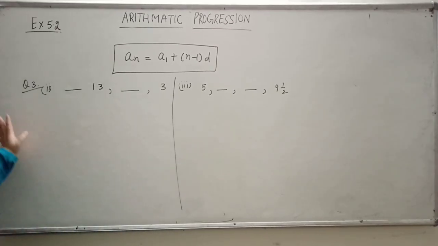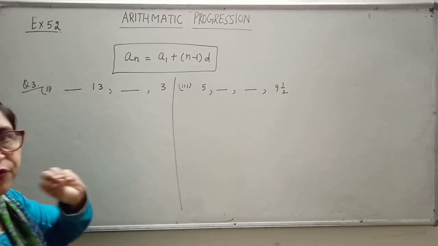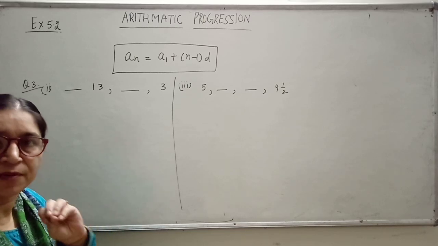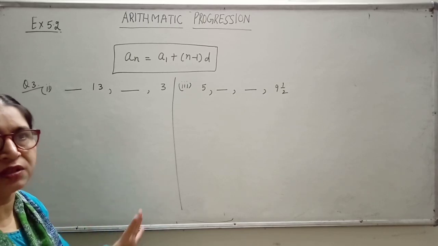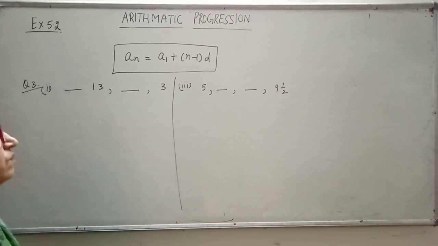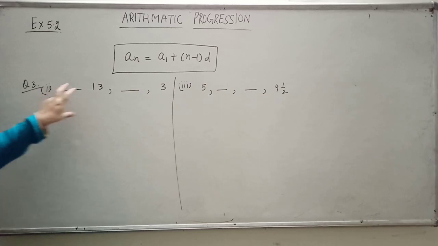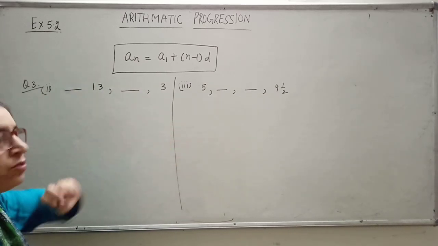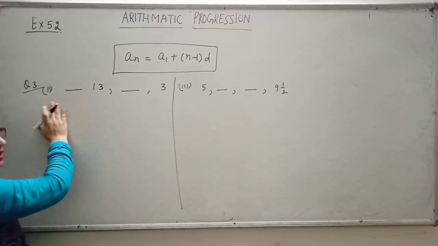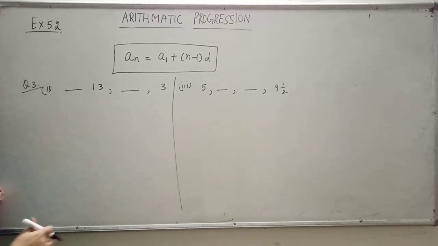Students, in question number 3, there are different parts in which some terms are missing. You have been given that the given set of numbers are in AP and you have to find out the missing terms. So here I have taken the second and third part. The remaining parts you are to do yourself. Here it is already given that this sequence is an AP. We know that this is an AP. This is given in the question.